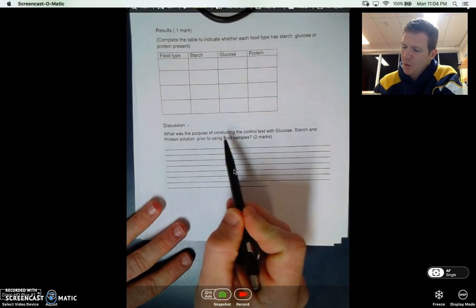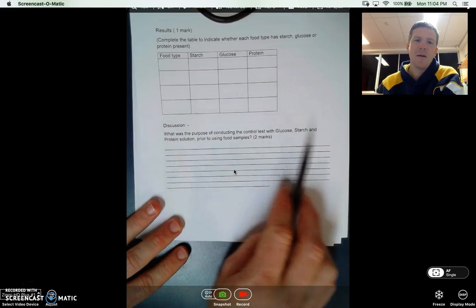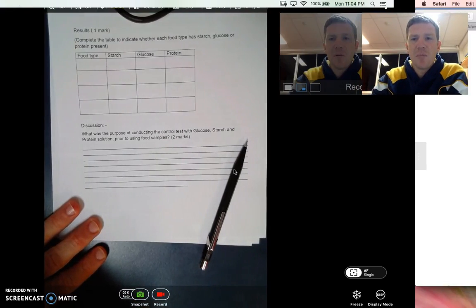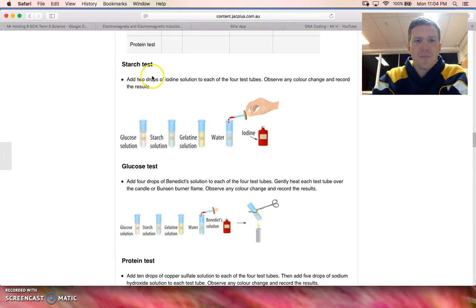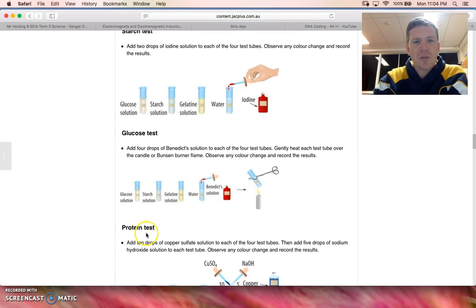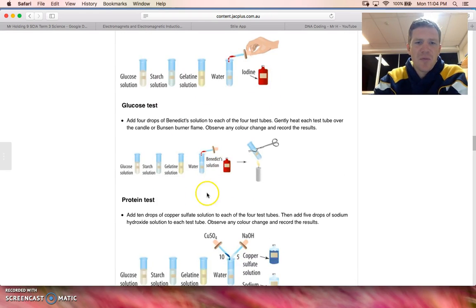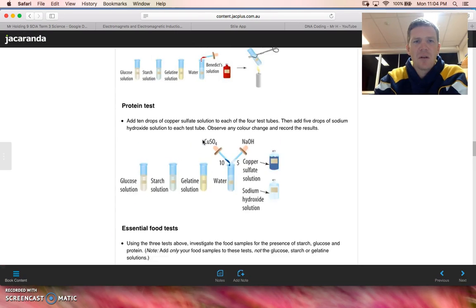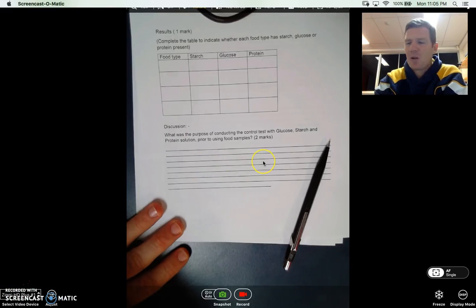Finally, discussion. What was the purpose of conducting the control test with glucose, starch, and protein solution prior to using the food sample? If we look back here, this was the control test, when we did the starch test, glucose test, and protein test. I talked about it earlier in the video. Why do we do these tests? What's the purpose of doing these before we actually go and test the food? Why would you need to know the results of a positive test before you actually did something with an unknown? Have a think about that. That will help you answer those.